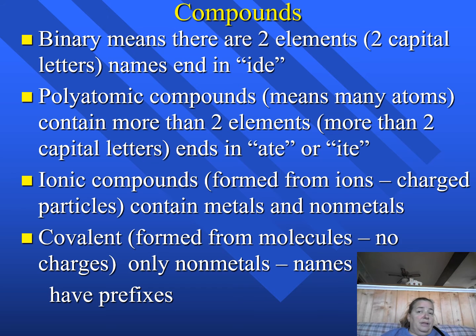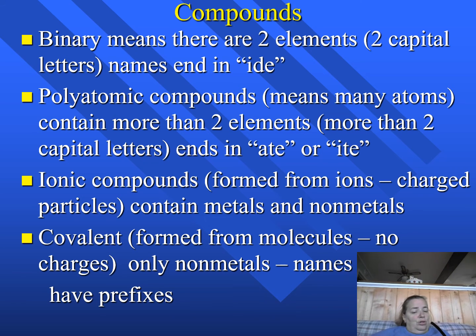Since a covalent bond involves the sharing of electrons, there are no charges. In an ionic bond, an electron actually moves from one atom to another, so that leaves both of them being charged. In covalent, that doesn't happen. They share their electrons. So there's no ions, there's no charges. They're made only of nonmetals. In other words, metals won't share.